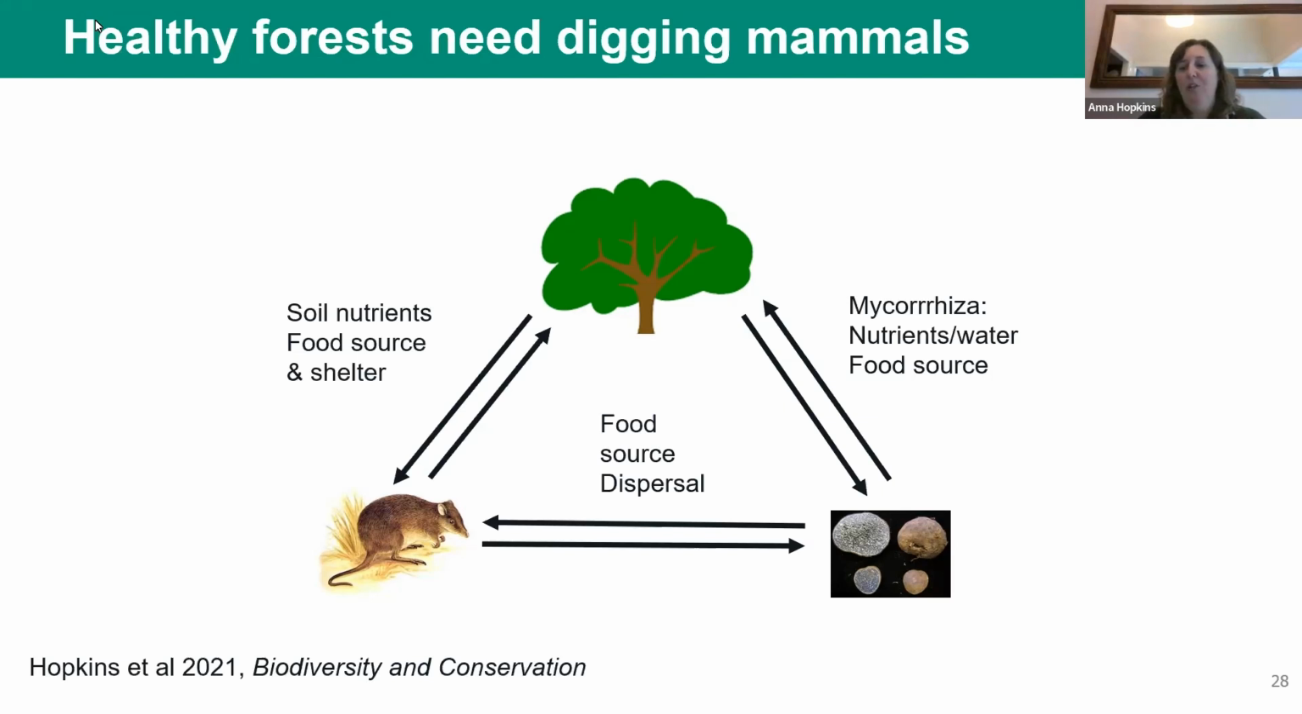But what we were really interested in was, if we are losing these digging mammals in the landscape, what's the impact of that going to be overall on the ecosystem health? And particularly if these digging mammals are really good dispersers of truffles, what happens when they're being lost in the landscape?